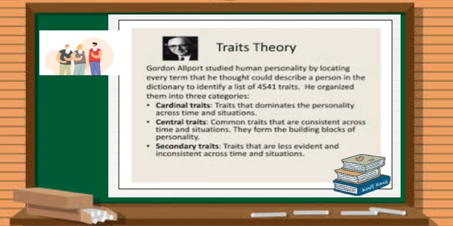Gordon Allport studied human personality by locating every term in the dictionary that he thought could describe a person, to identify a list of 4,541 traits. He organized them into three categories. First is the cardinal traits, second is the central traits, and third is the secondary traits.